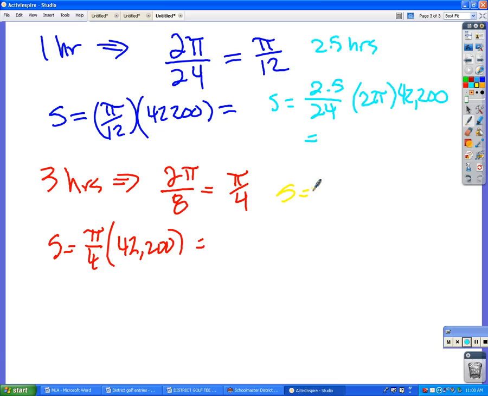1 and 1/24, or I'm just going to stick with 25/24 times 2 pi times the radius of 42,200, and that will tell you how far it travels in that time. Okay? That's a lot of work. This one was for 25 hours. This was for 2.5 hours.